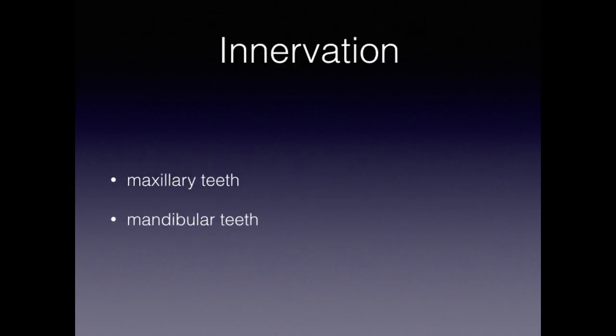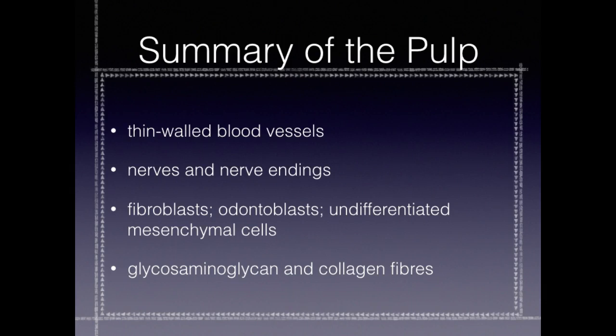The maxillary teeth are innervated by the maxillary division of the trigeminal nerve. The mandibular teeth are innervated by the mandibular division of the trigeminal nerve. So in summary of the pulp, we have these thin-walled blood vessels, nerves and nerve endings, and cells like fibroblasts, odontoblasts, and undifferentiated mesenchymal cells that are all floating in a supportive ground substance made up of glycosaminoglycan and collagen fibers.